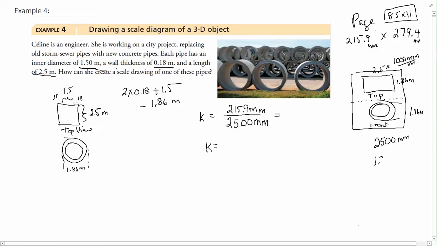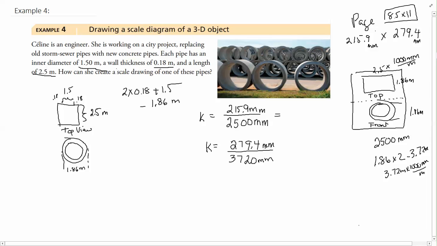So 1.86 times 2. And just to make sure I don't make a silly mistake, I'm going to do it on the calculator. So that's 3.2 meters. And we have 3.2 meters times 1,000 millimeters per meter. And so we're going to put on our denominator 3,720 millimeters.